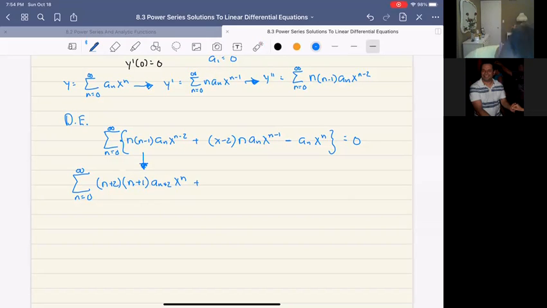Now I'm going to do n a sub n x to the n. That's this x multiplying all that. Okay, minus 2n a sub n x to the n minus 1. I'm going to need to shift that. Minus a sub n x to the n equals 0. Okay, so now let's shift this term.